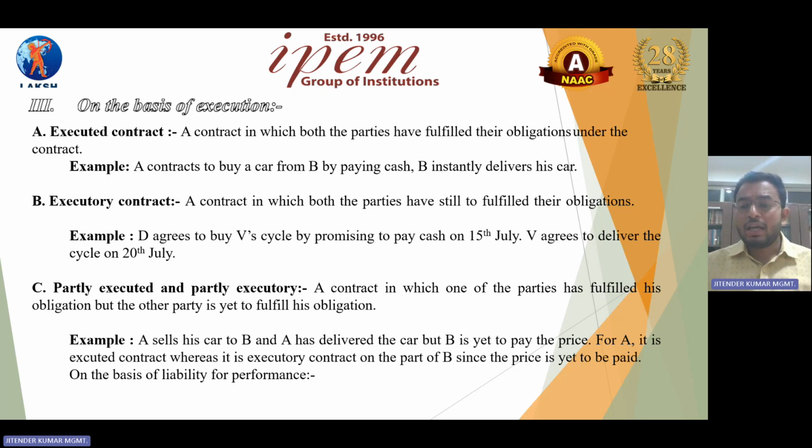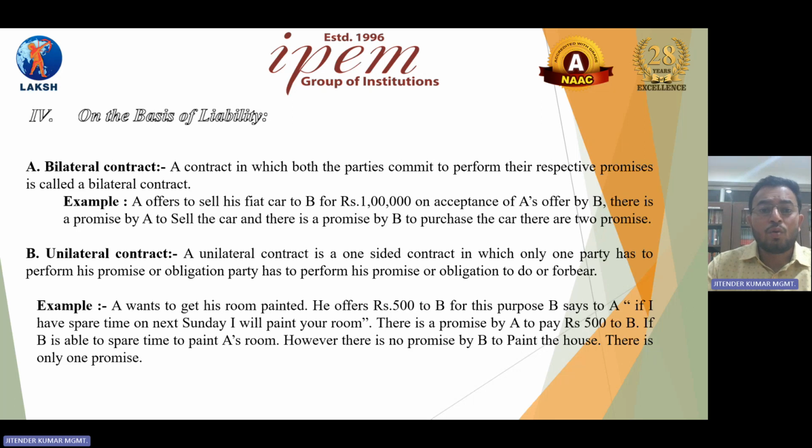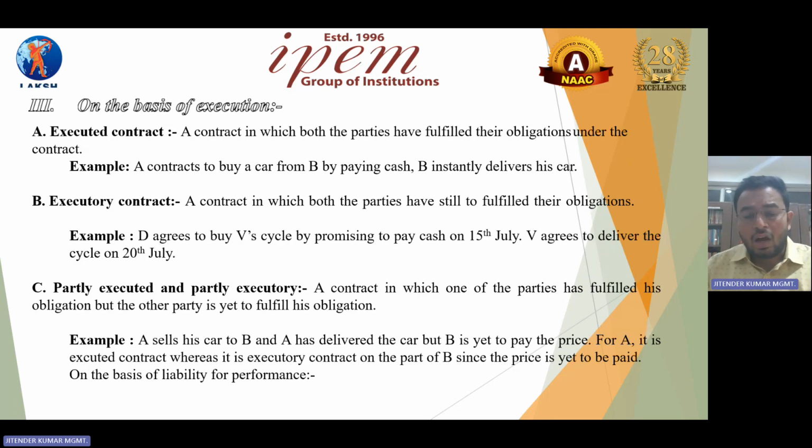So both have performed their duties. Now, the executory contract is where both parties have not fulfilled their obligations; they have to fulfill them in future. Let's say this is your example: D agreed to buy B's cycle, promising to pay him cash on 15th July. B agreed to deliver the cycle by 20th July. So in this, the contract is not performed by both parties. When both parties are under the obligation to perform their duties in future, this kind of contract is known as an executory contract.